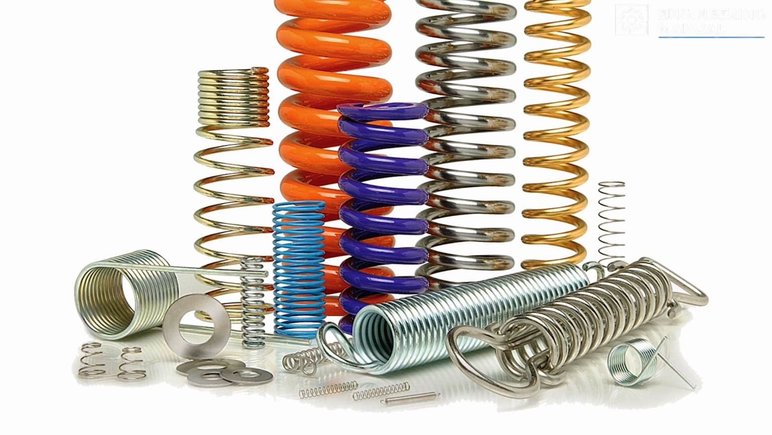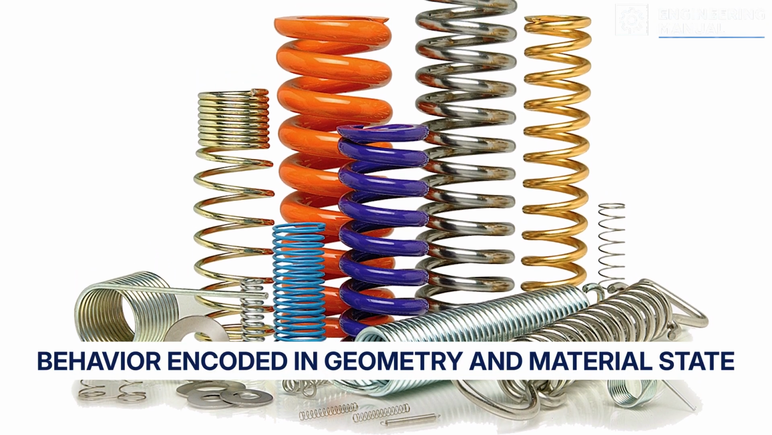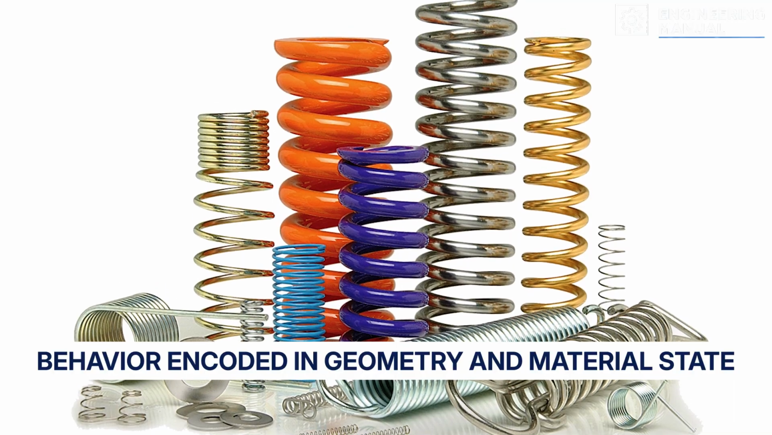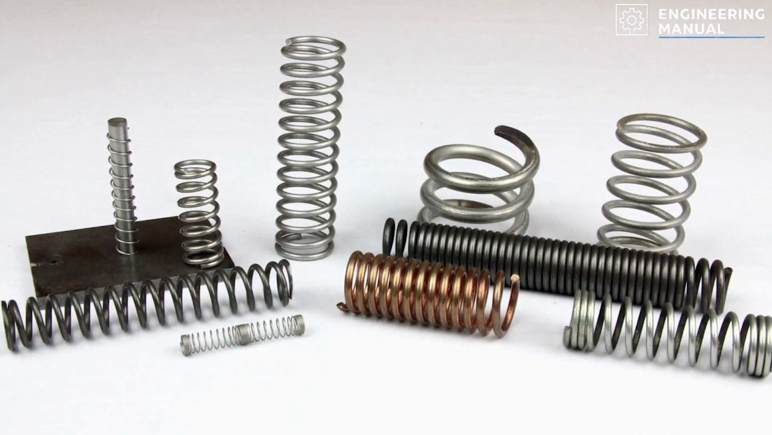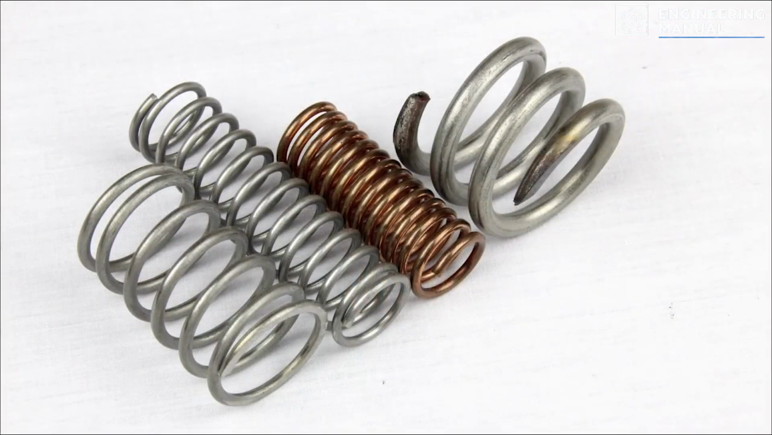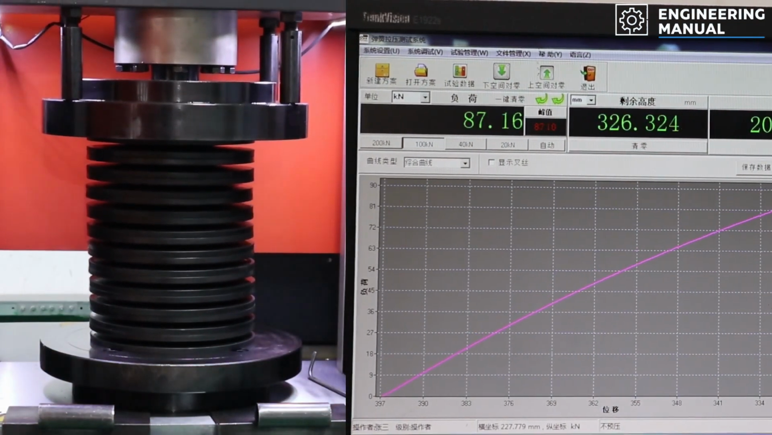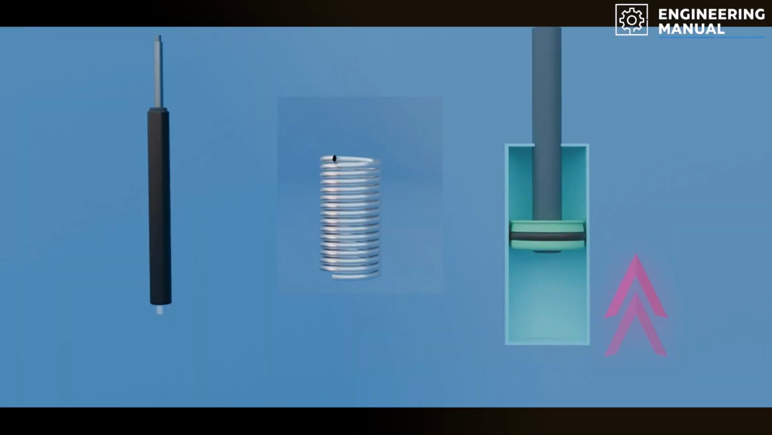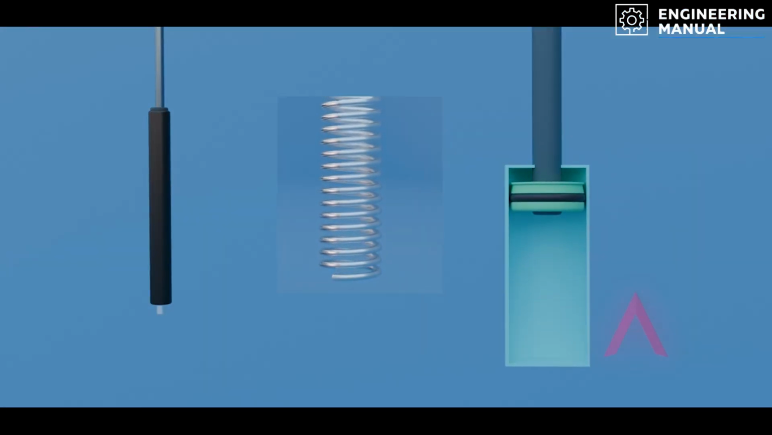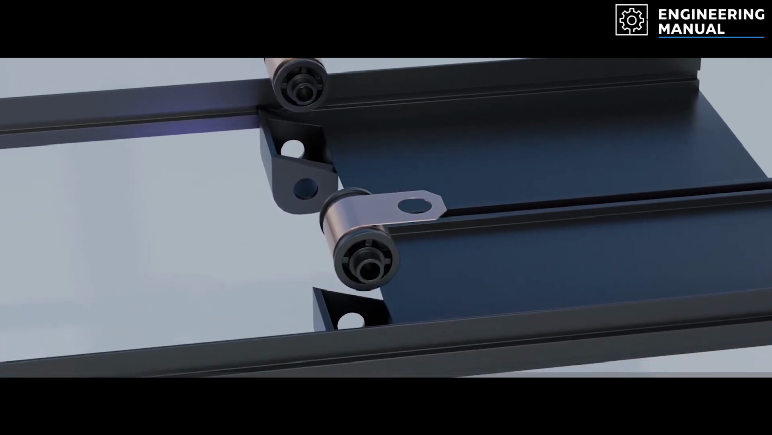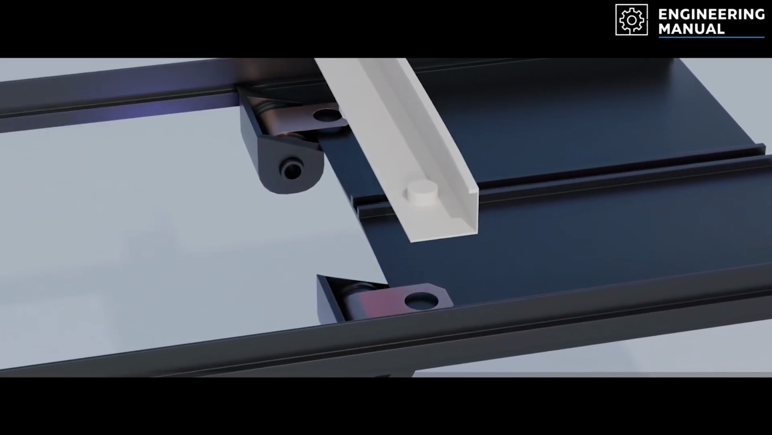What these spring systems share is that their behavior is encoded in geometry and material state. The coil spring encodes linear compliance through helical curvature. The Belleville spring encodes nonlinear force through conical instability. The gas spring encodes force through thermodynamic pressure. The constant force spring encodes invariance through pre-stressed curvature.